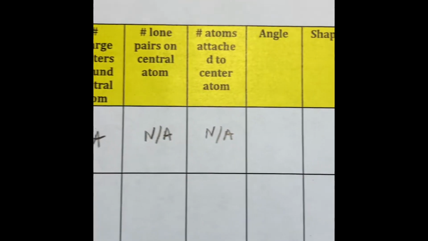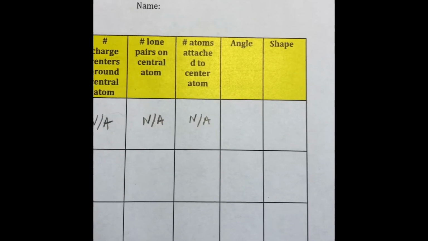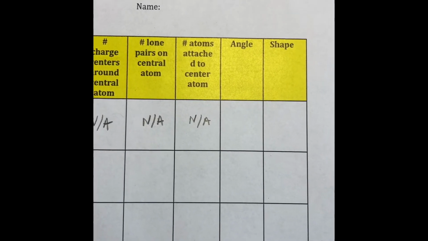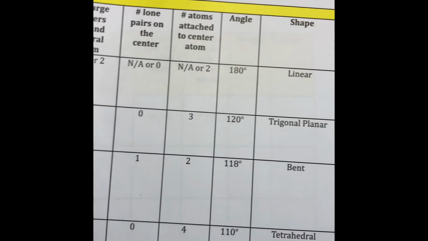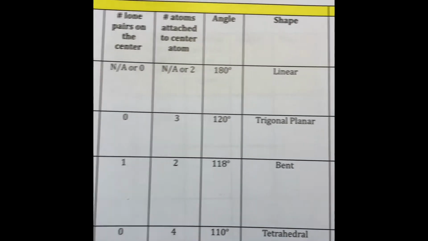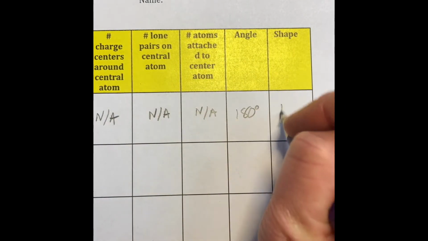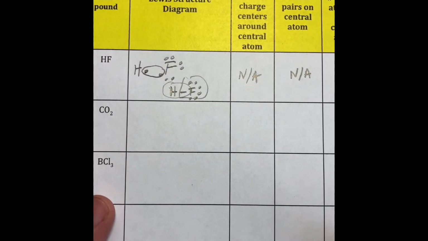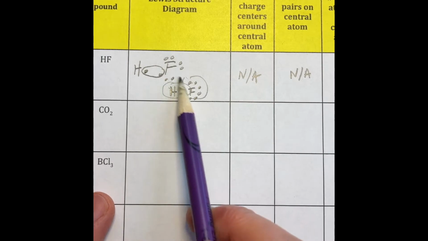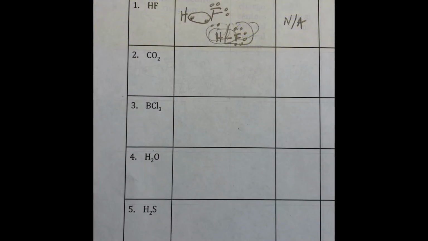So what is the angle and the shape of this compound? We go to our little chart, and the only thing on here that seems to have not applicable would be linear, so 180 degrees. So it's going to be 180 degrees, and it's going to be linear. And if you look at it, it makes sense. If you have 2 atoms, the furthest apart they can be is 180 degrees.